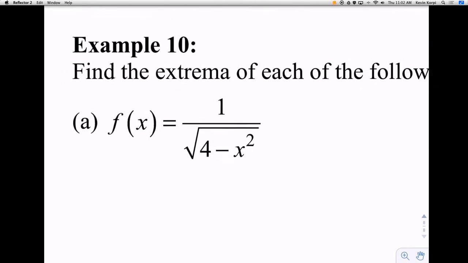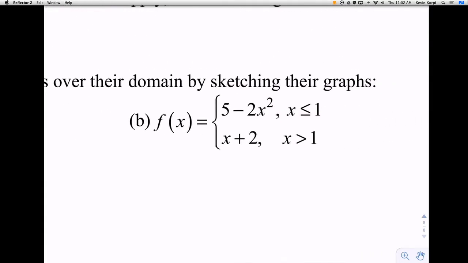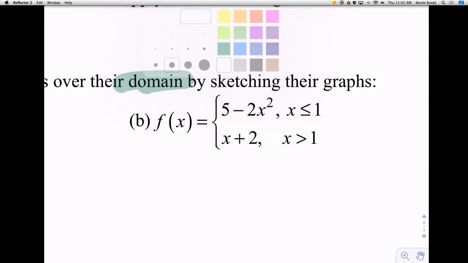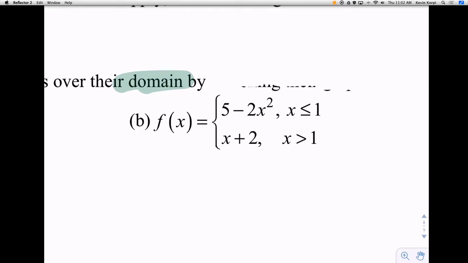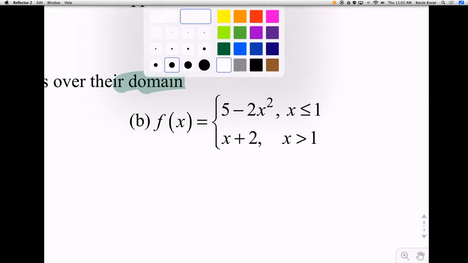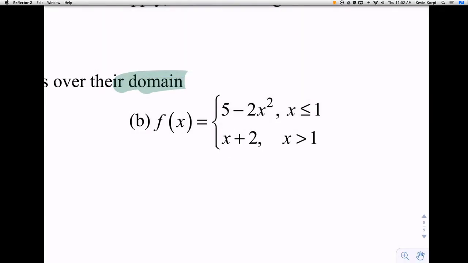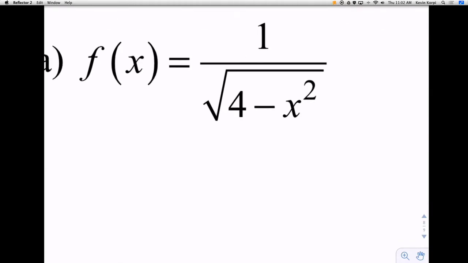All right, find the extrema of each of the following functions over their domain, and it says by sketching their graphs. Well, we really don't need that hint anymore, do we? Because we've talked about it, and it now just becomes part of what you consider on a regular basis, right? So I'll get rid of that. Okay. Here we go. Sketch the graph.